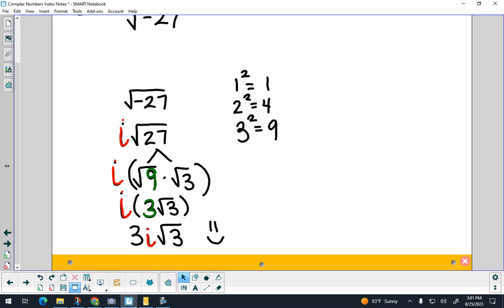Okay, this is a listening check. Go ahead and circle the perfect squares that I wrote down. This is a listening check.